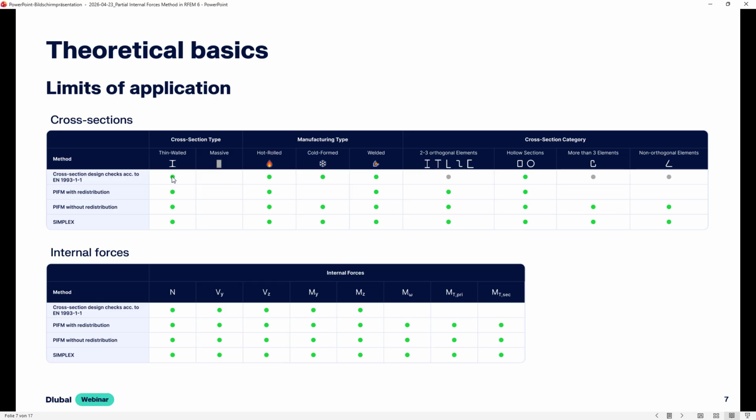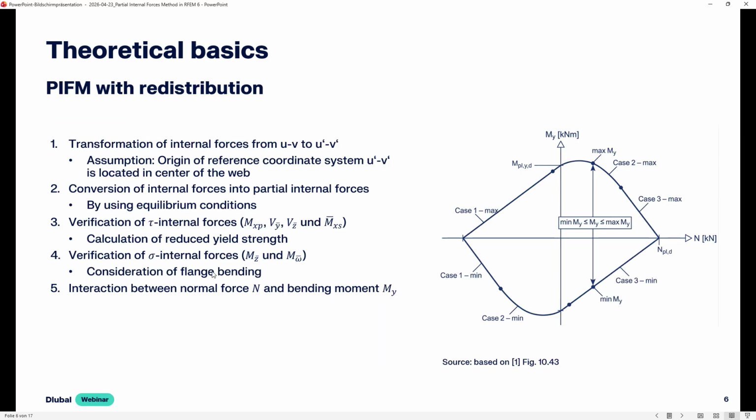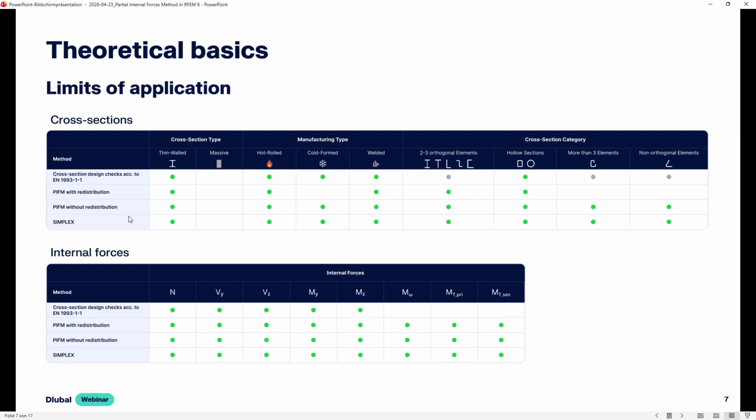Before we can have a look at the table, it's necessary to clarify these methods. I think cross-section design checks according to Eurocode 3 are clear. Also PIFM with redistribution is clear because that's exactly what we talked about some seconds ago. But we can also see 2 more methods in this table, which would be the PIFM without redistribution and the simplex method. So I want to say a few words about these 2 methods.